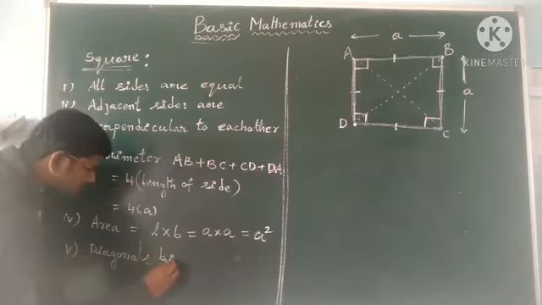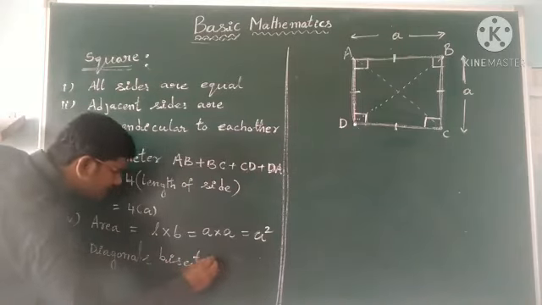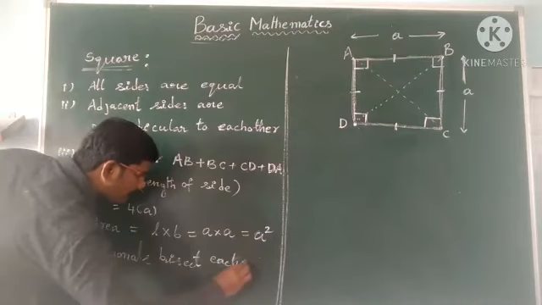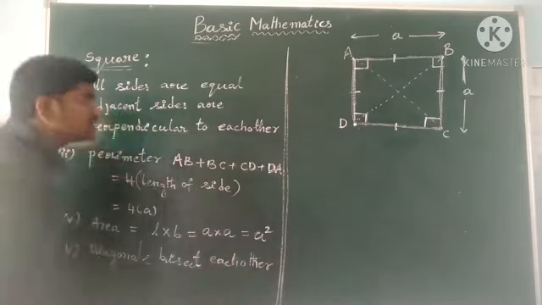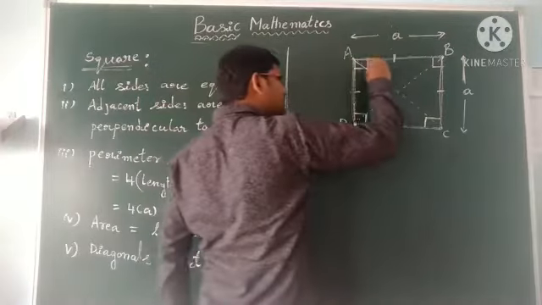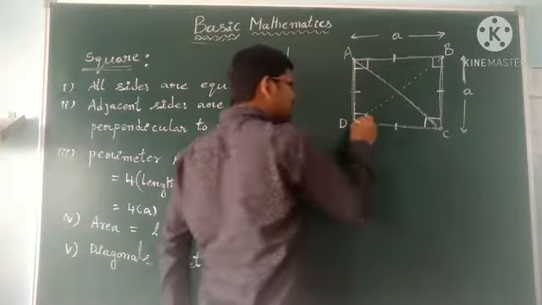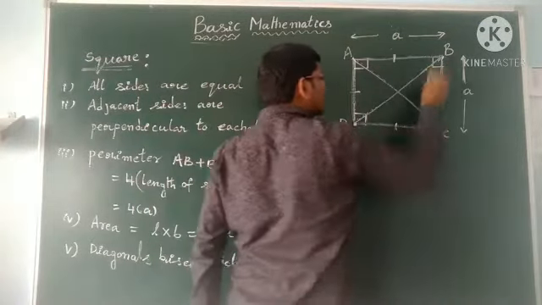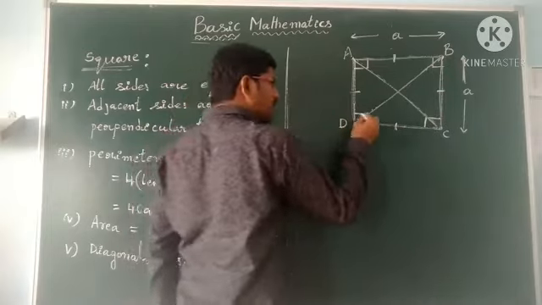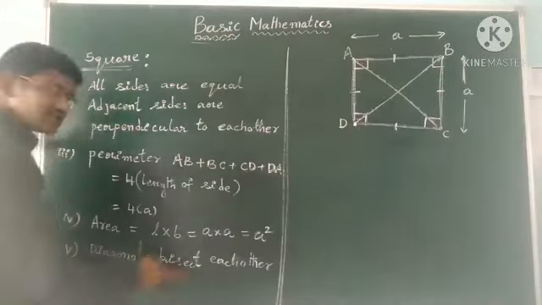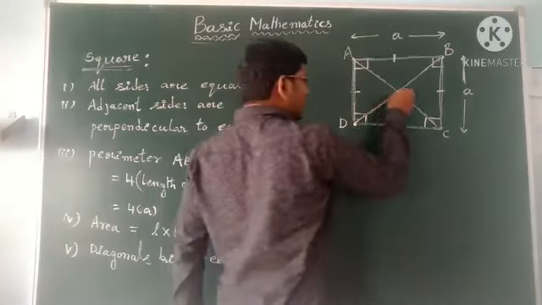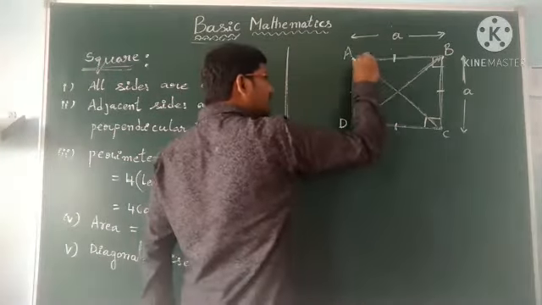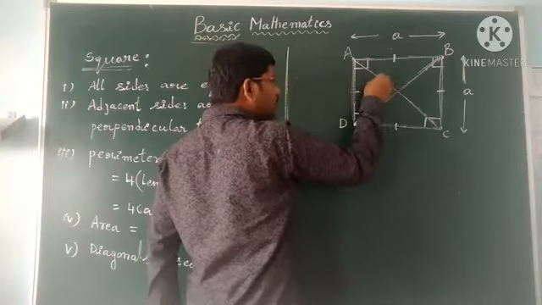Diagonals bisect each other. These diagonals are bisecting. See the meaning of diagonal, students. So diagonals bisect each other, I have written. Bisect means this diagonal divides this other diagonal into 2 equal parts.